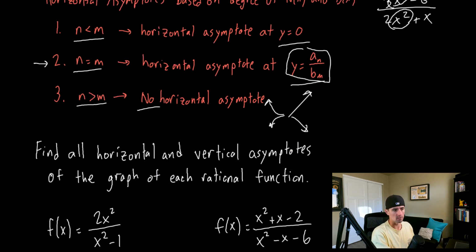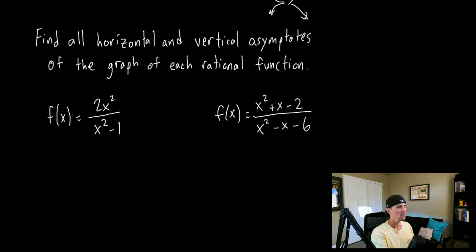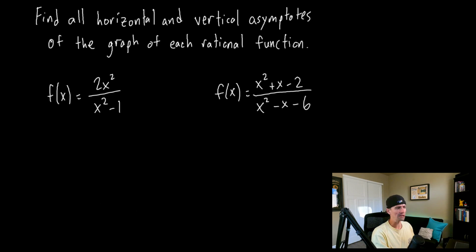Let's do a couple examples here. We're going to find all horizontal and vertical asymptotes of the graph of each rational function. We'll start with this one here, f of x equals 2x squared all over x squared minus 1. Okay? So let's start with vertical asymptotes. Vertical asymptotes come from finding the zeros of the denominator of our function. So we just take the denominator, x squared minus 1, set it equal to 0, and solve for x.